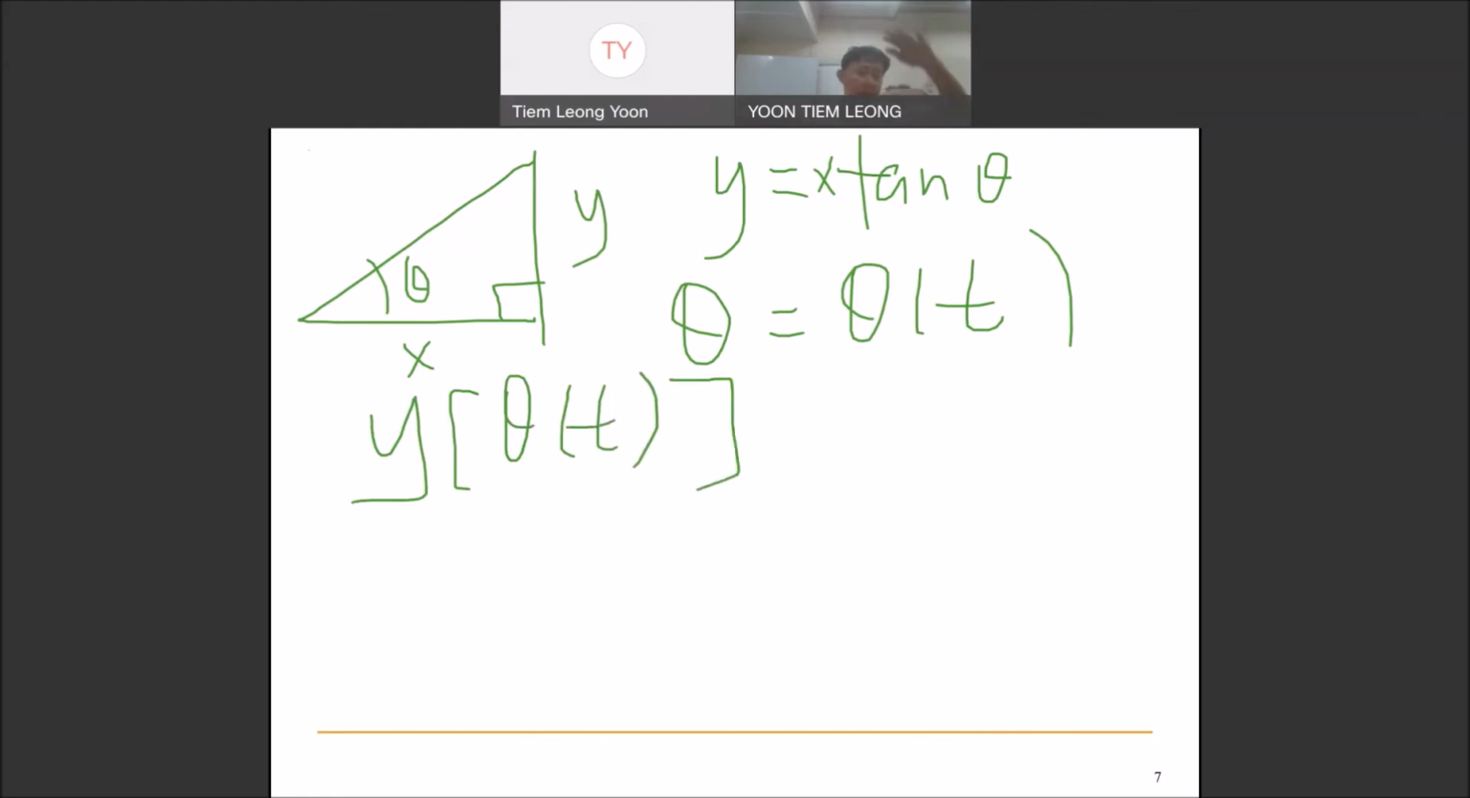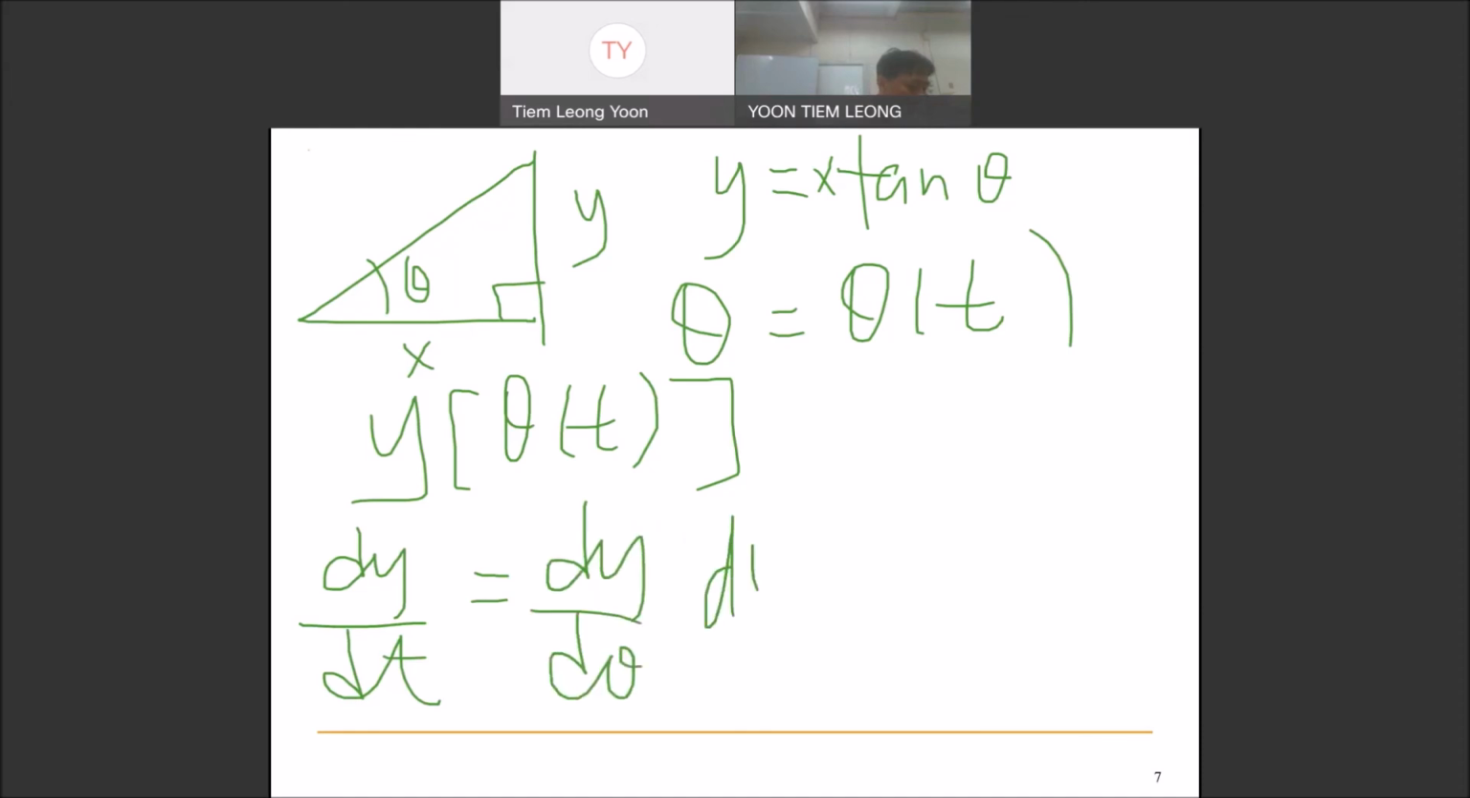So then the height of the balloon from the ground level is seen as a function of theta, and theta is a function of time. So y, that is the height, is now considered as a composite function, right? So then you can apply the chain rule to the composite function. That is, the change of height with respect to time, dy/dt, will be just equal to dy/d theta times d theta/dt.